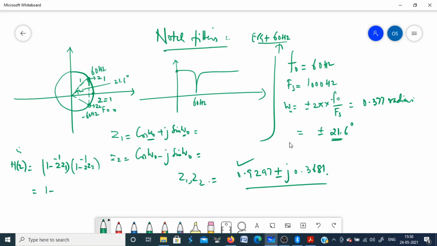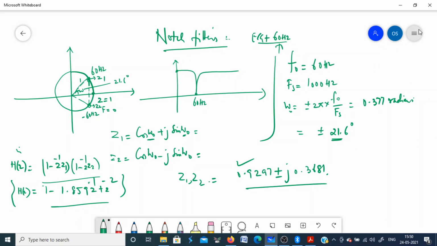It becomes 1 minus 1.859 z inverse plus z to the power minus 2. So this becomes my notch filter, which will eliminate this 60 Hz frequency from the signal.